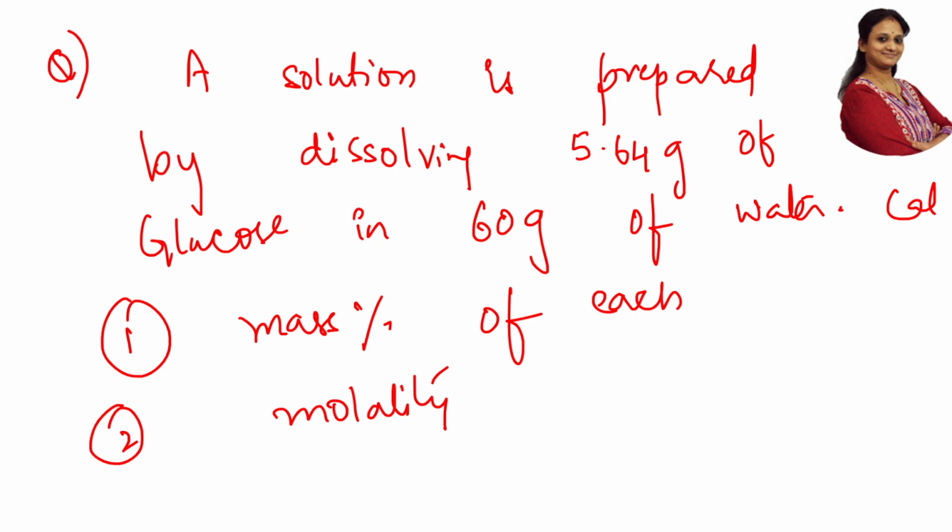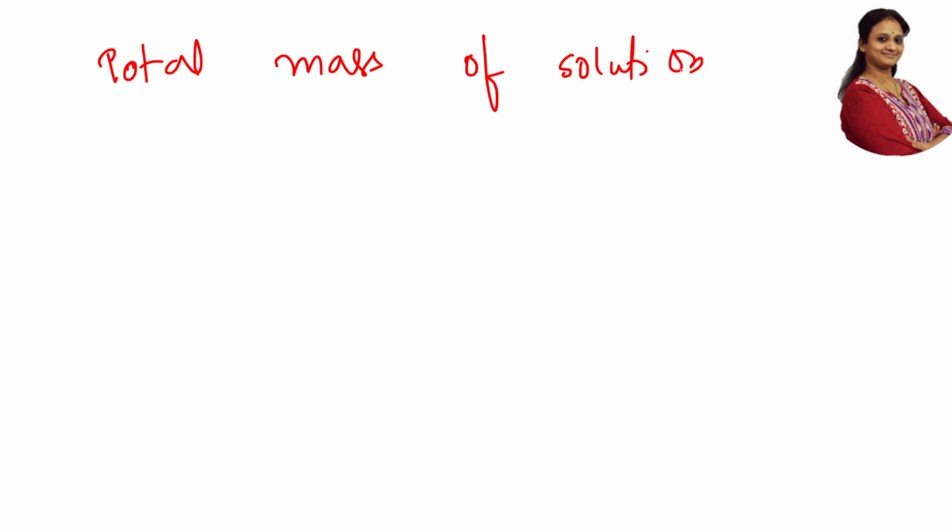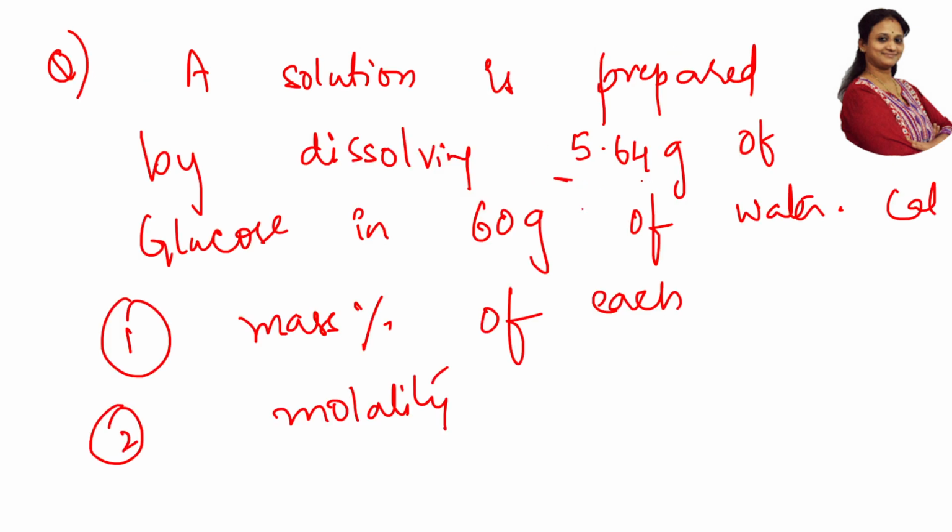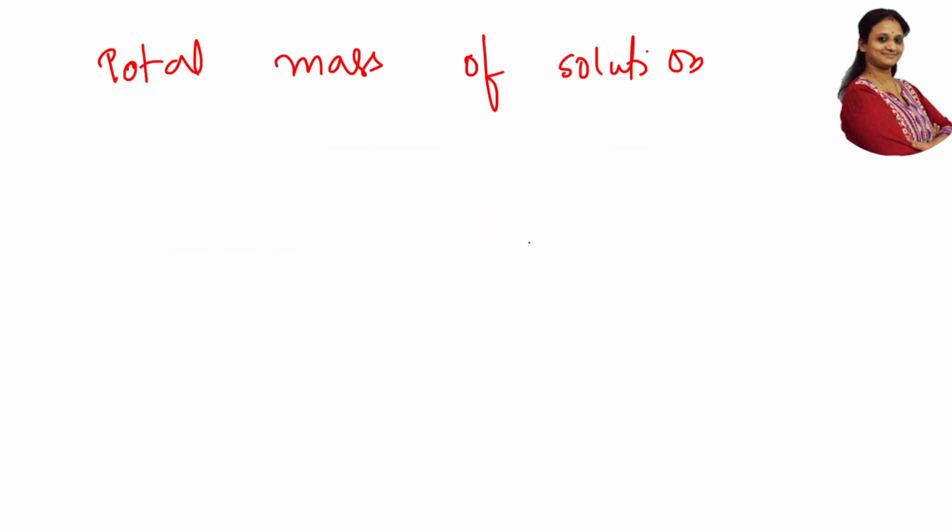Mass percentage we already did. Correct? Mass percentage of each they asked. You have to be careful. It is weight by the total weight. So first of all, let us calculate the mass percentage. Total mass of solution. What is the total mass of solution? They've given me two. One is 5.64, one is 60. Total, add 5.64 plus 60. How much is this? 65.64 grams.